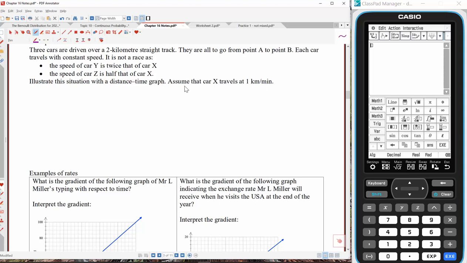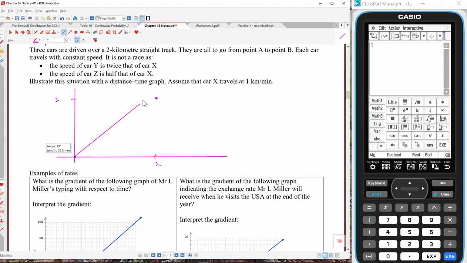All right, so what have we got here? The speed of car Y is twice that of car X. Let's do car X first of all. So we've got a 2-kilometer racetrack. They go from point A to point B. If it's 1 kilometer per minute, then car X is going to take 2 minutes to travel 2 kilometers. All right, so here's car X's function.